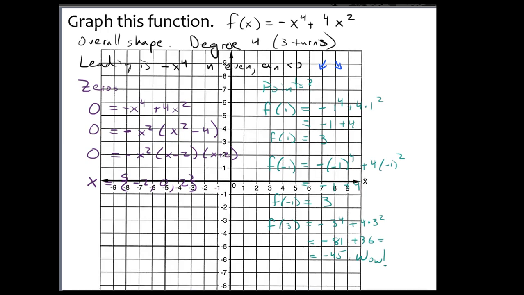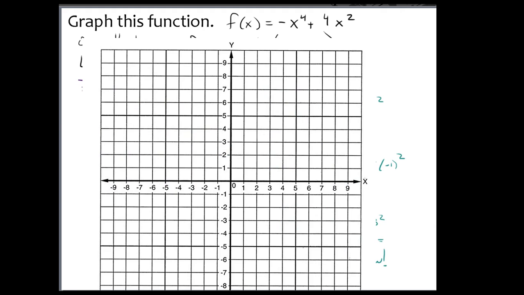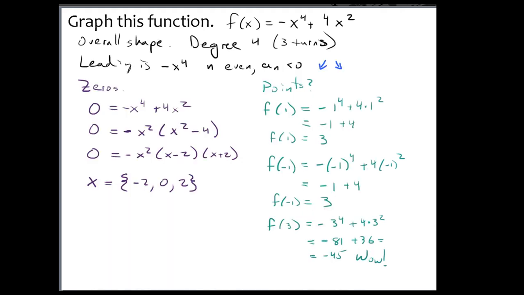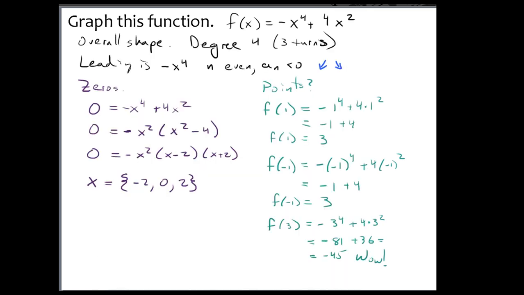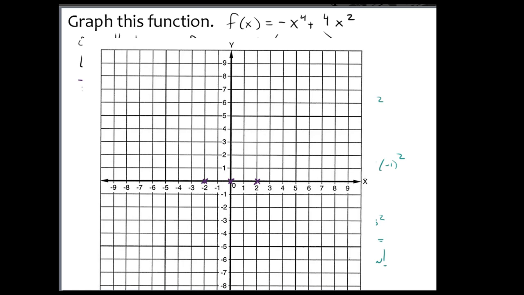Let's take a look at our axes here, and we need the zeros at negative 2, 0, and positive 2. Great. And then we had our points 1, 3, and negative 1, 3. Now I don't know that these are the turning points, and I kind of don't want to make them the turning points, but they really could be the turning points.